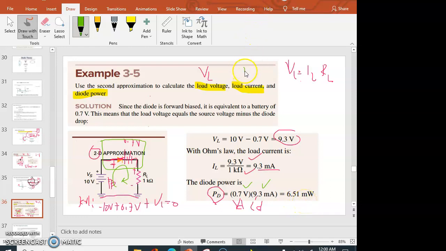So that is how we computed the diode current and the power dissipated by the diode. Using the second approximation, aside from the closed switch, we now consider the barrier potential.